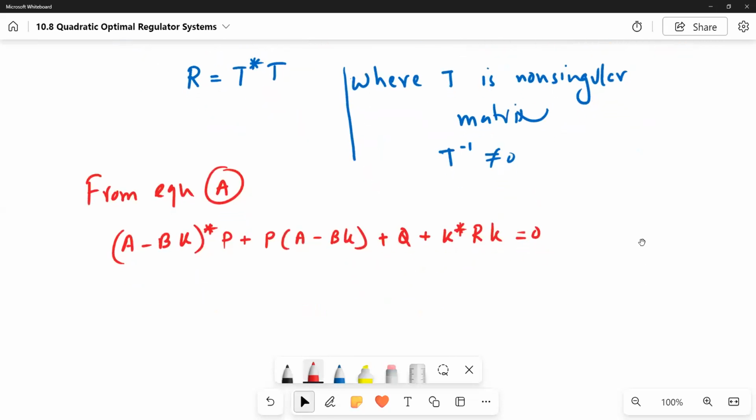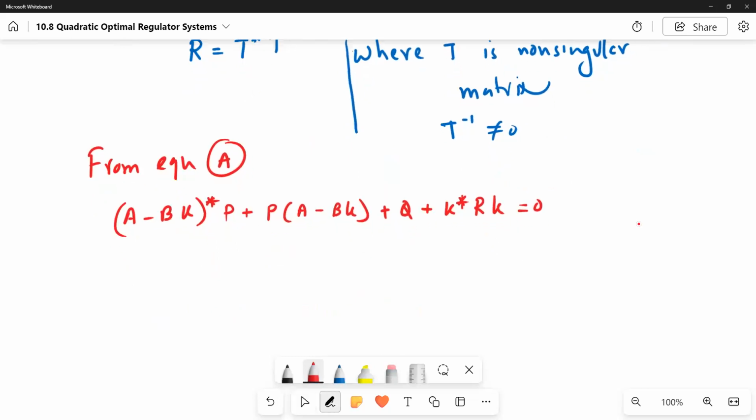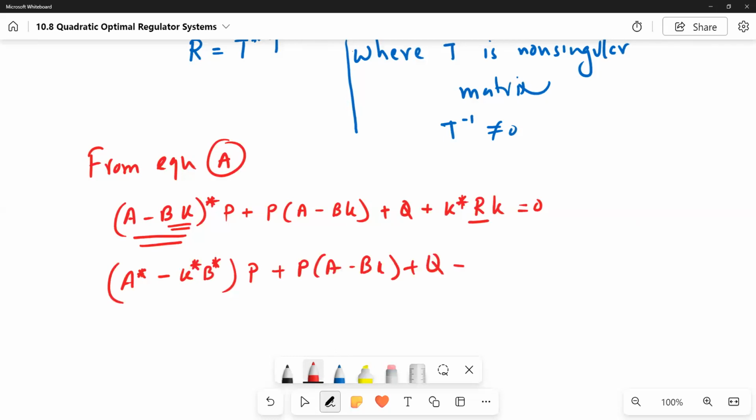Now we just replace the value of R with T transpose or T star T. And also we have to apply the star here, so this one will be reversed. So A star will be as it is, minus K star B star after reversing the order. Then you have P multiplied, plus P times (A minus BK), plus Q, plus K star T star KT equal to 0.